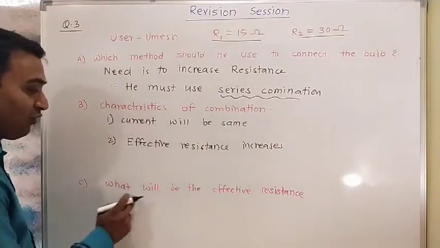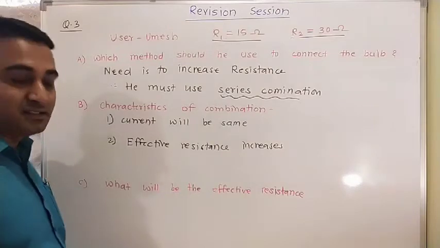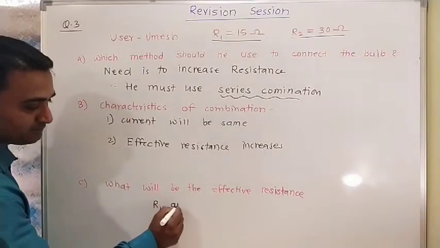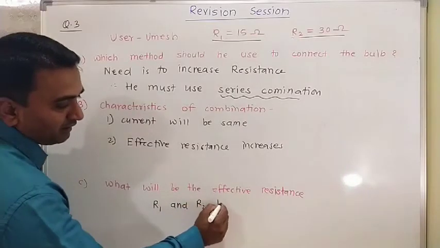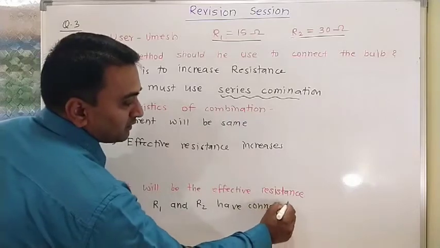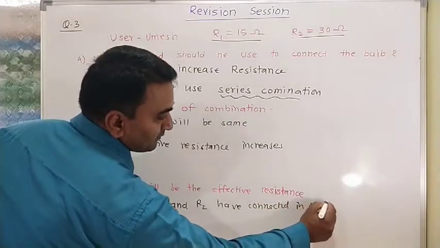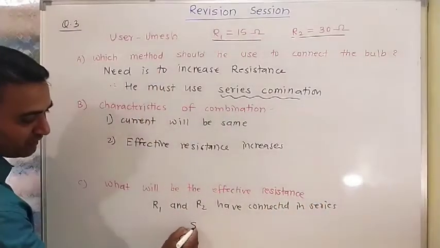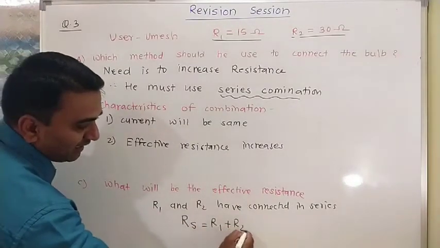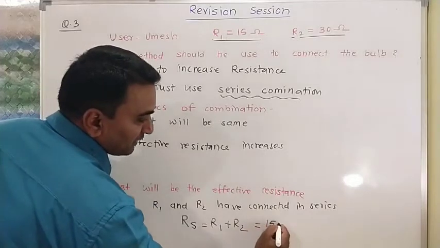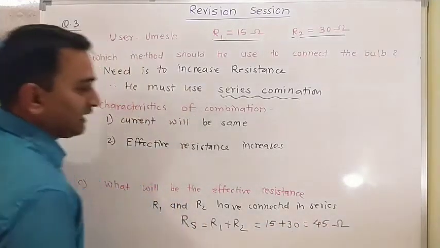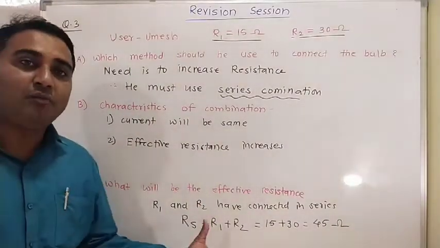Okay, third one. What will be the effective resistance? Yes, we have the formula. R1 and R2 are connected in series, and as we have the formula, Rs is equal to R1 plus R2, that is equal to 15 plus 30, that is equal to 45 ohm. That is the effective resistance of this combination.